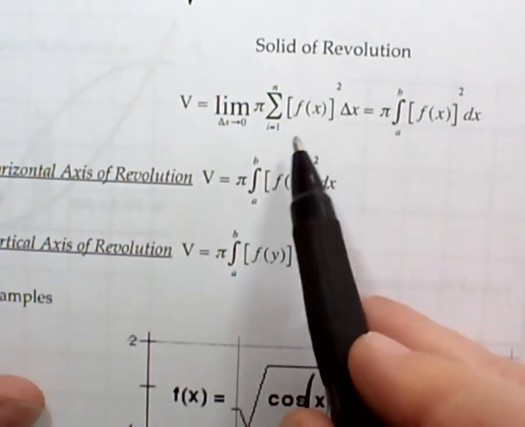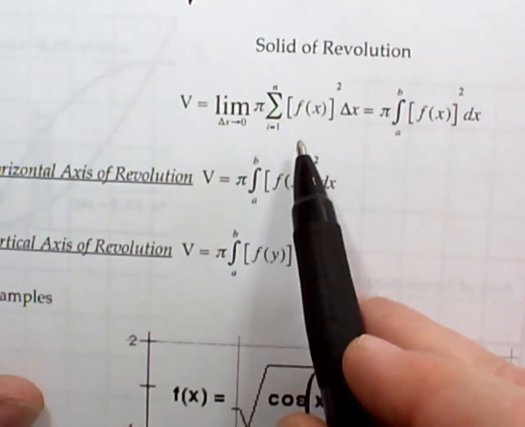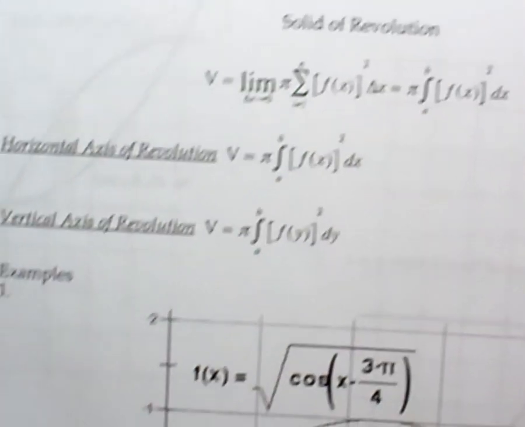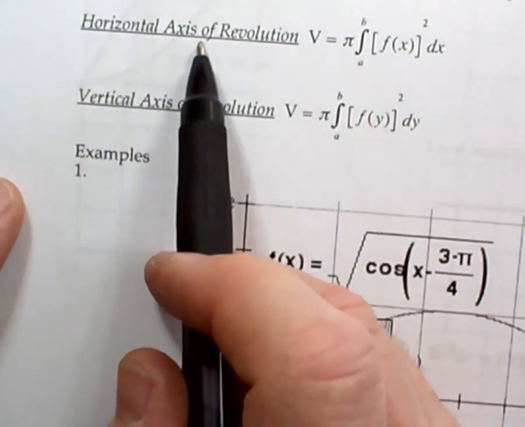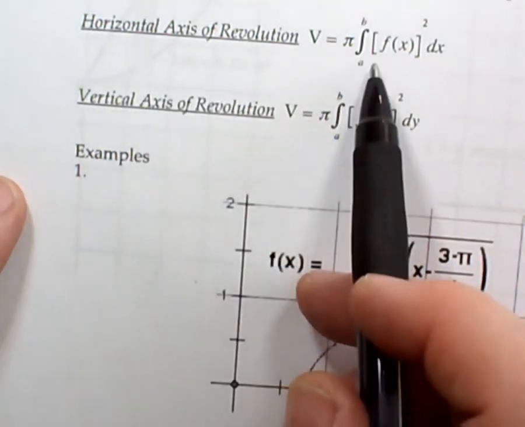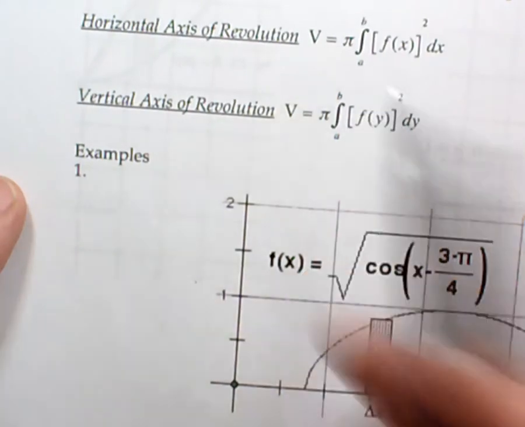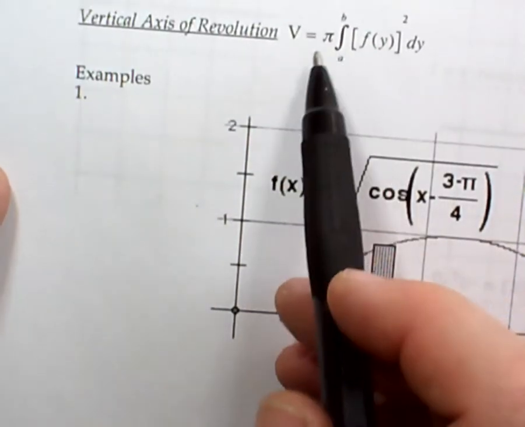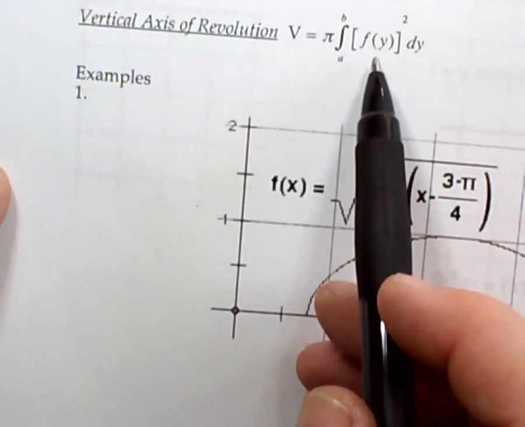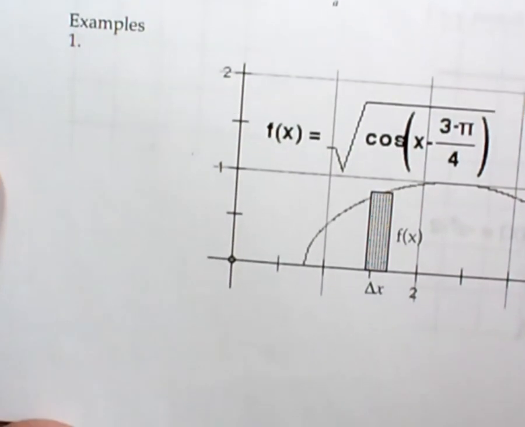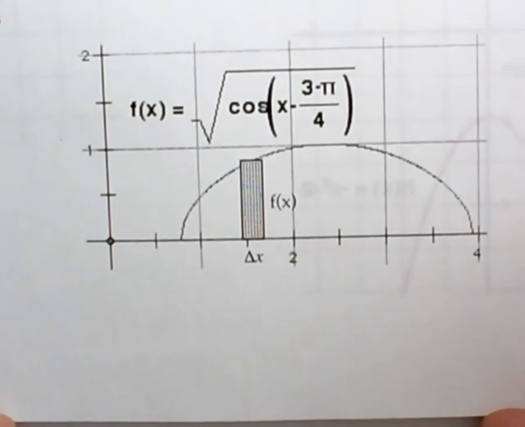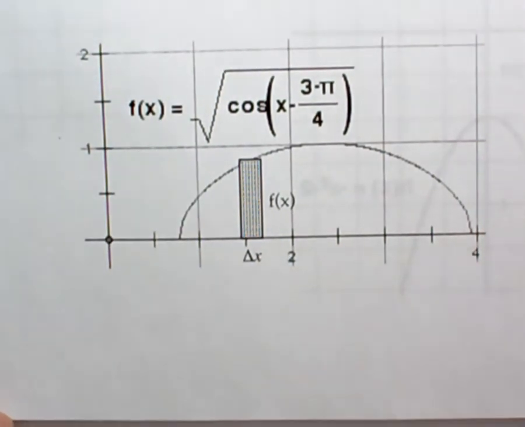See how this fits in to what we talked about. Now, if I have a horizontal axis of revolution, it looks like this. If I have a vertical axis of revolution, it looks like this. And then I give you an example. If I am going to compute the volume of this, what would be the integral I would set up?